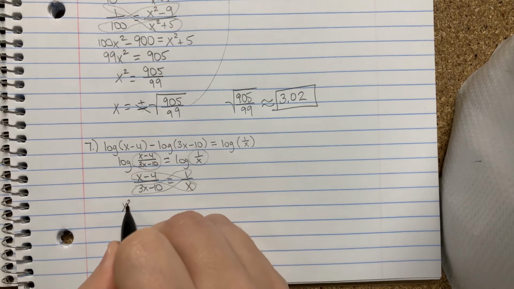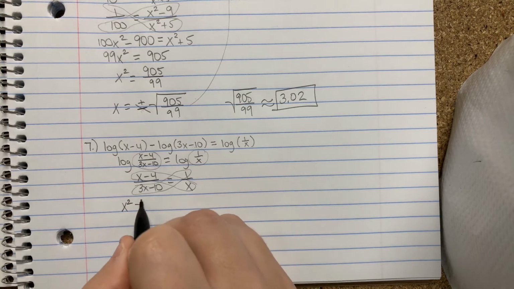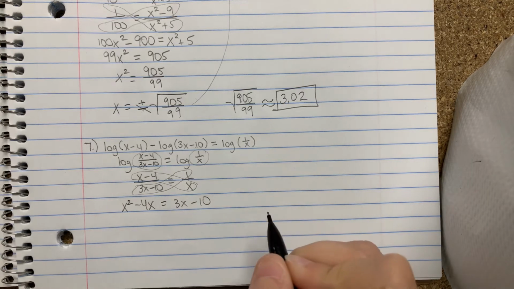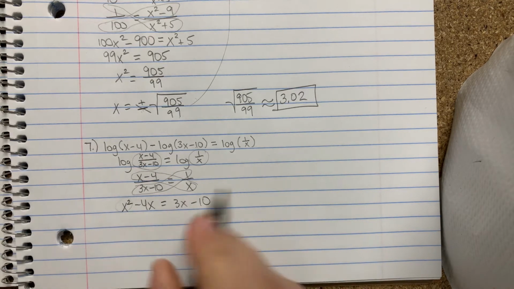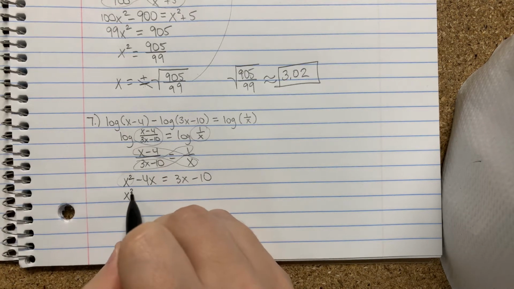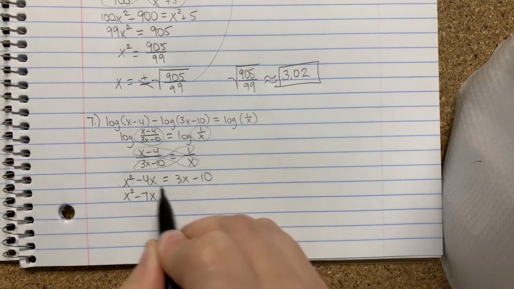So x squared minus 4x equals 3x minus 10. Because this is a quadratic, let's get everything over to one side. So I'm going to minus 3x and add 10.